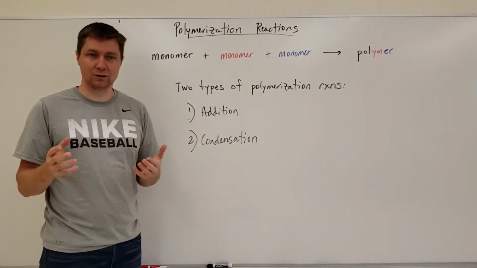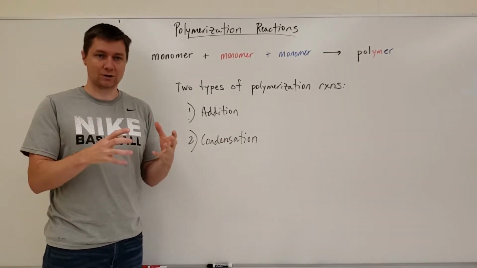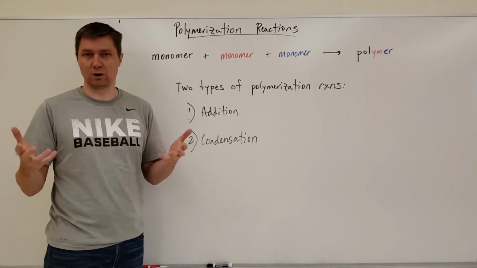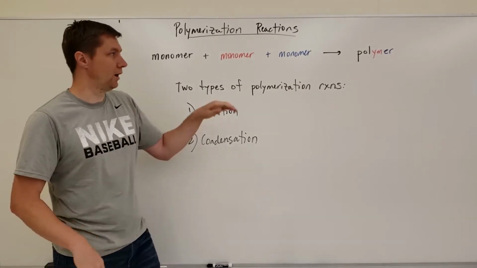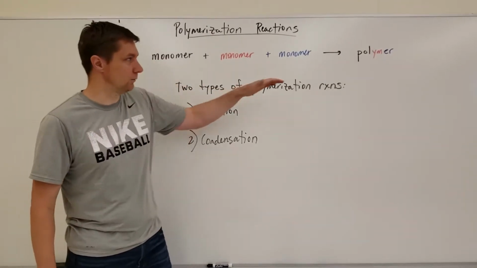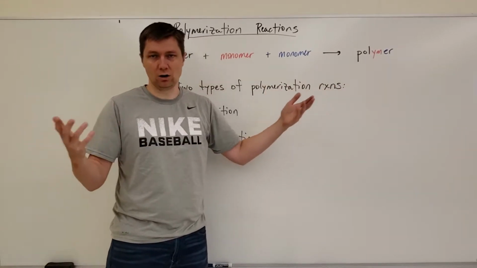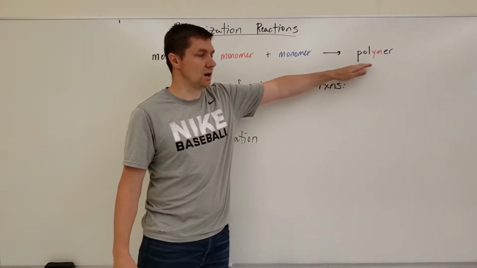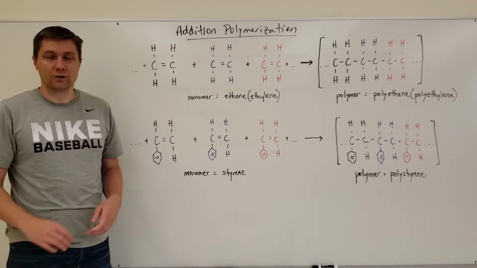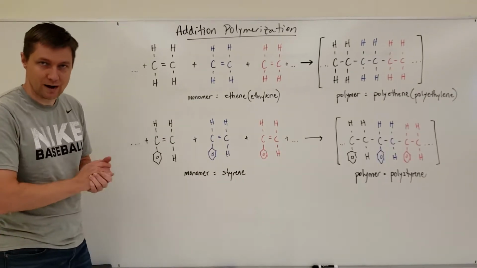Polymerization reactions simply are reactions that make polymers. That's why we call them a polymerization. Now, mono means one, we know that from chemistry. Poly means many, and so all a polymer is, is something made out of many monomers. So here's some examples of addition polymerization reactions.